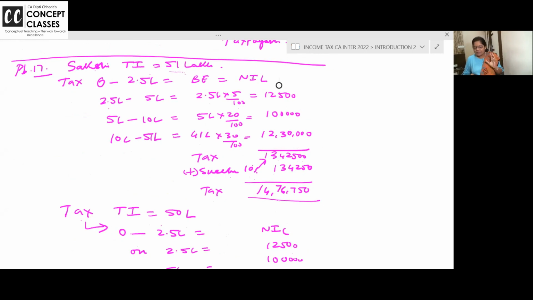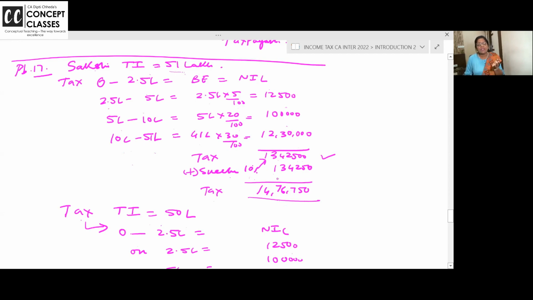Look at the screen. Sakshi has a total income of 51 lakhs. So what will be the tax on 51 lakhs? 0 to 2.5 nil, 2.5 to 5 lakhs 12,500, 5 lakh to 10 lakhs at 20% is 1 lakh, 10 lakh to 51 lakhs, so on 41 lakhs it is 30%. Tax of 13 lakh 42,500 is on total income. Surcharge of 10% is on tax.